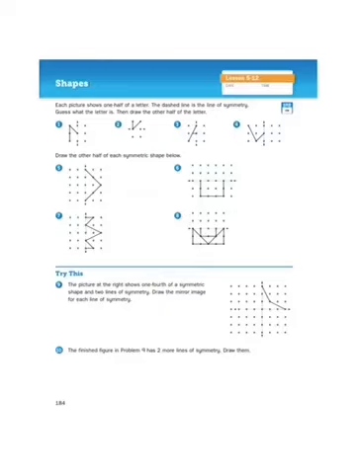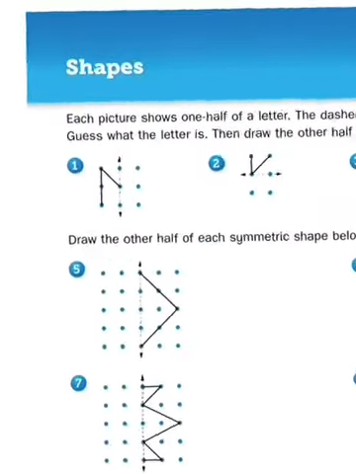So we're going to get started here with me looking at some of these examples with you. We're going to look at 1 through 4 first. In 1 through 4, each picture shows one half of a letter. The dashed line is the line of symmetry. First, you're going to guess what the letter is, and then we're going to draw the other half of the letter. So we're going to do these first couple together, and then you'll pause it and do the last couple by yourself, and we'll check them. So I'm going to zoom in here.